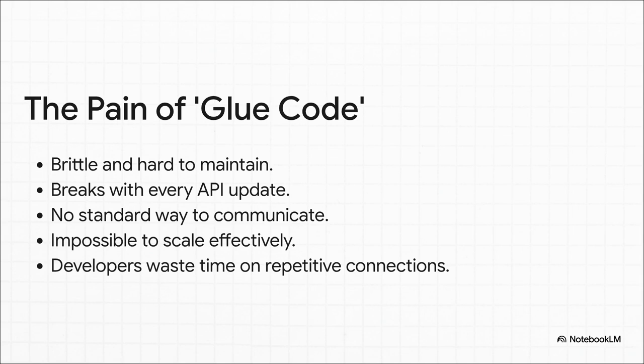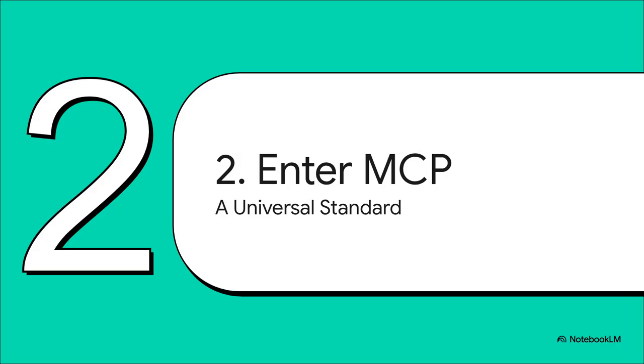It's so brittle, you know? The second Stripe updates its API, poof, your connection breaks. There's no standard, so every developer at every company is just reinventing the wheel over and over and over again. You just can't scale a business like this. It's way too slow, it's expensive, and honestly, it's just incredibly frustrating. Okay, so clearly this whole approach is broken. It's a dead end. We needed a better way.